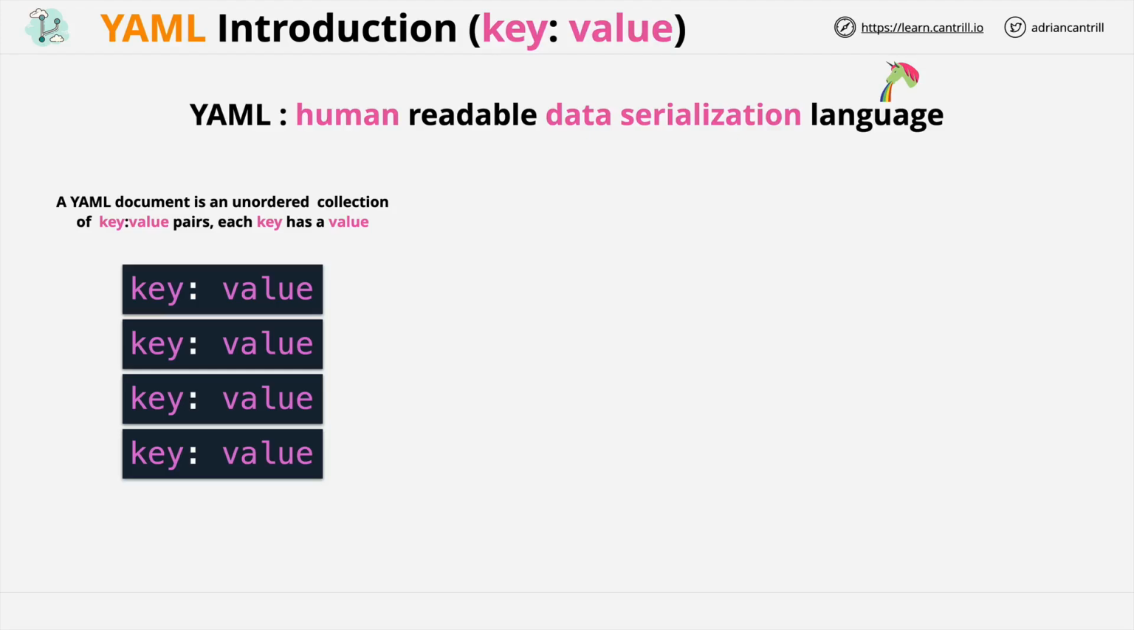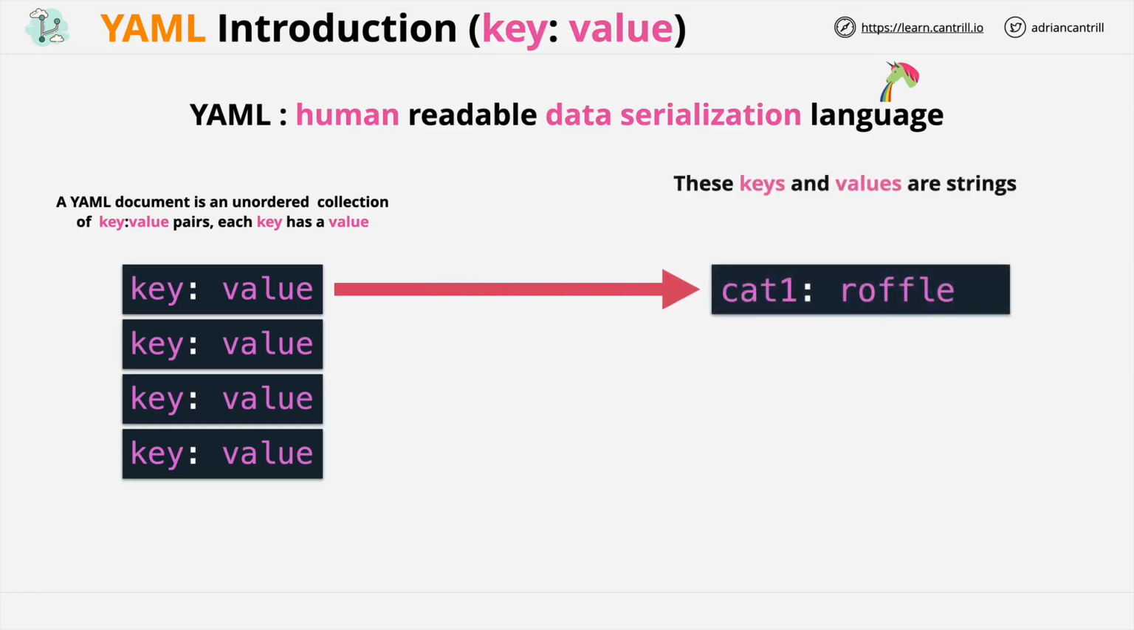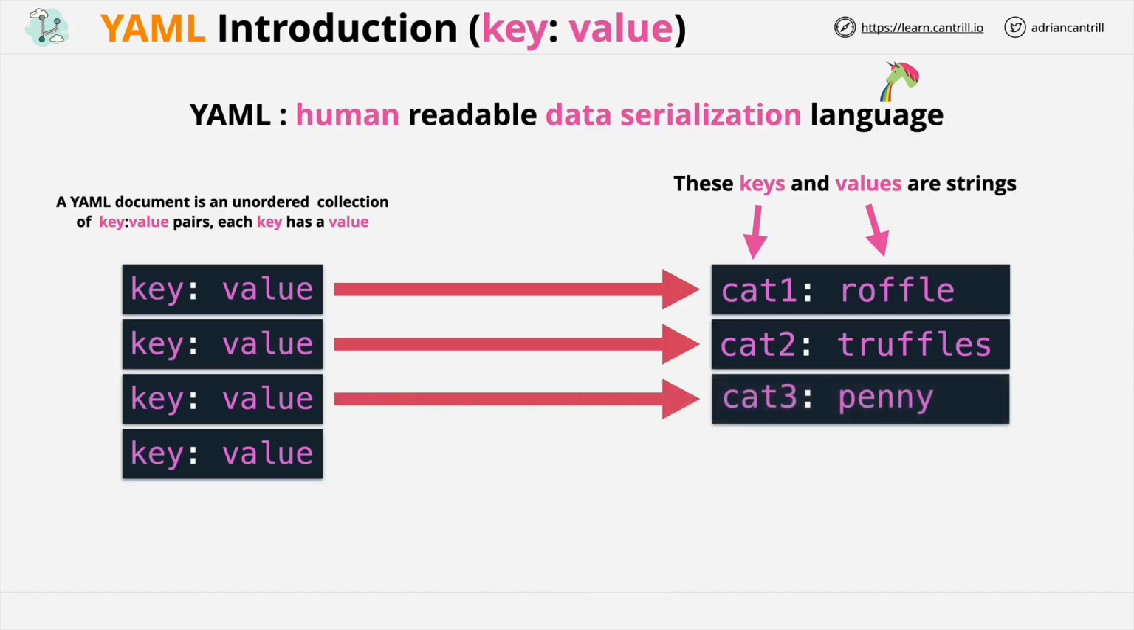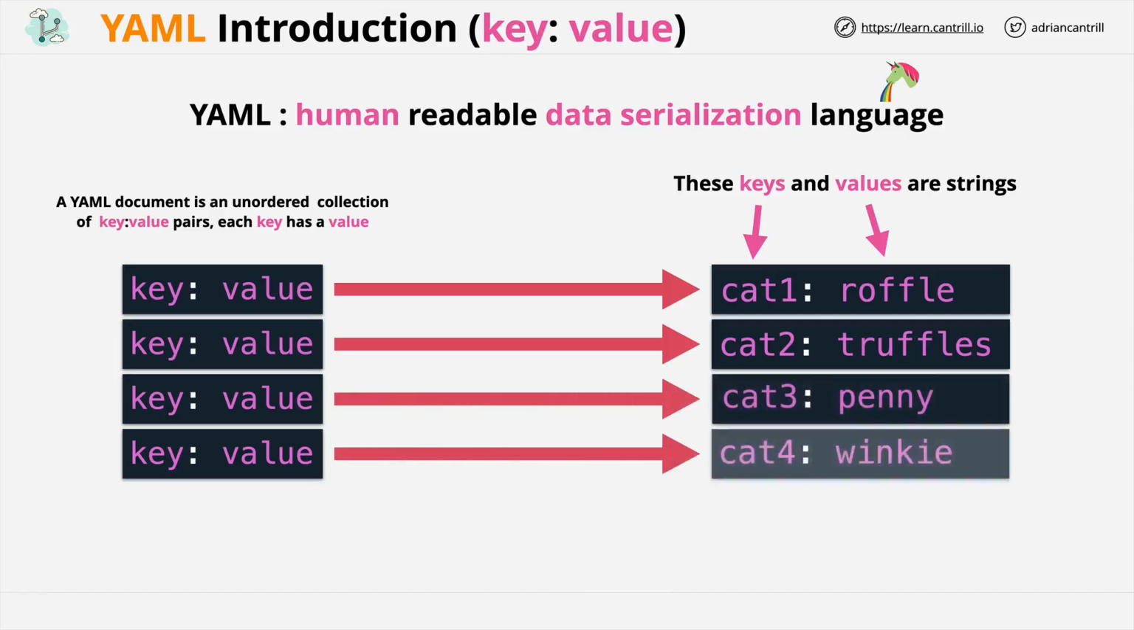An example key value pair might be the key being cat1 and the value being Roffle, one of my cats. In this example, both the key and the value are just normal strings. We could further populate our YAML file with a key of cat2 and a value of Truffles, another cat of mine, or a key of cat3 and a value of Penny, and a key of cat4 and a value of Winky. These are all strings.